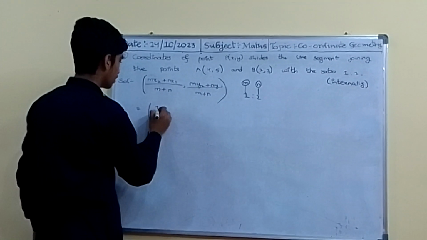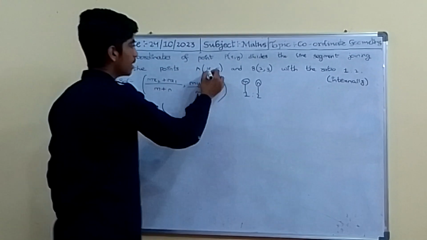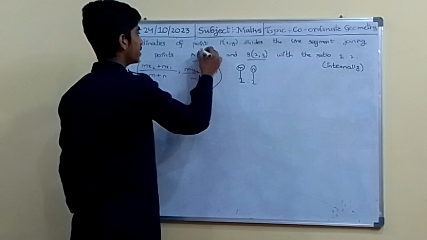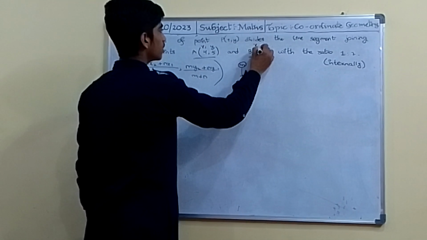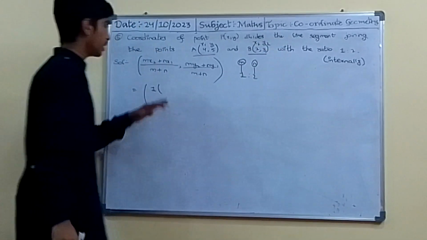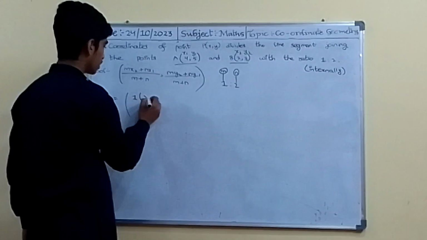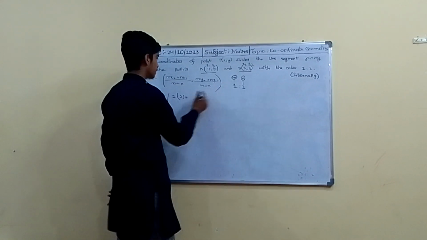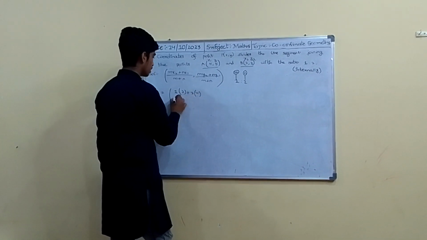What is the m value? 1. 1 into m is multiplied with x2. What is the x2 value? The points are given A 4,5 and B 2,3. This value is to be taken as x1, y1 and here x2, this is y2. So here m into x2. What is x2 here? 2. So 1 into 2 plus n. What is n here? 2. Because the given ratio is 1:2. 2 into x1. What is x1? 4 by m plus n.